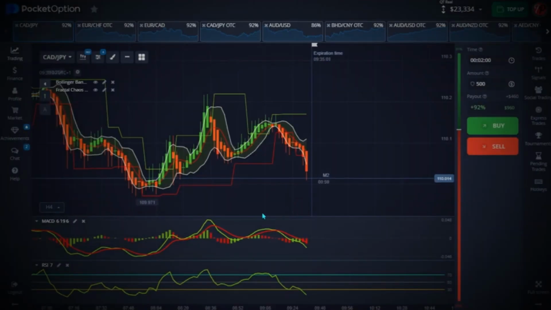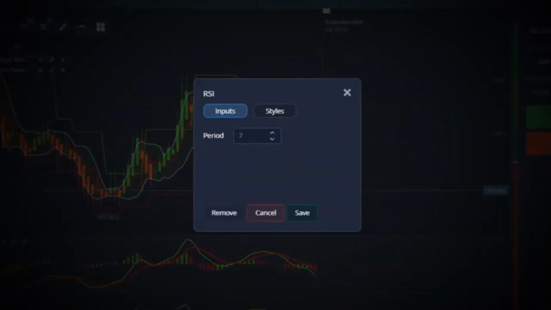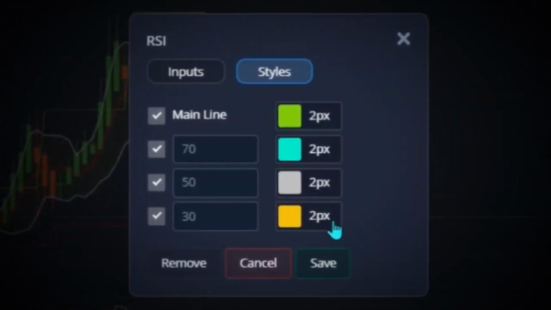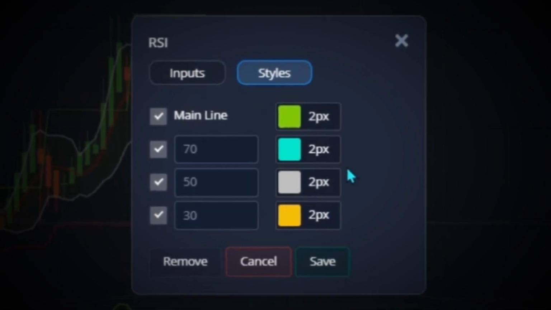So the last indicator, which is the new indicator I added to the strategy, is called RSI. I actually changed my period to 7. All right. On the style tab here, I make sure I take all the lines to be on 2 pixels. So that's pretty much it. So when you're done, you hit save.